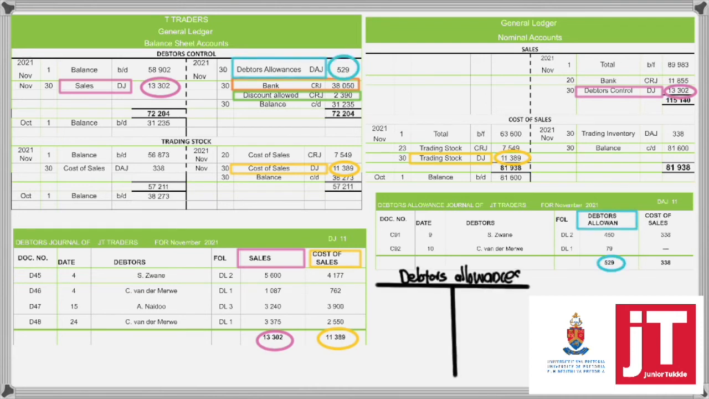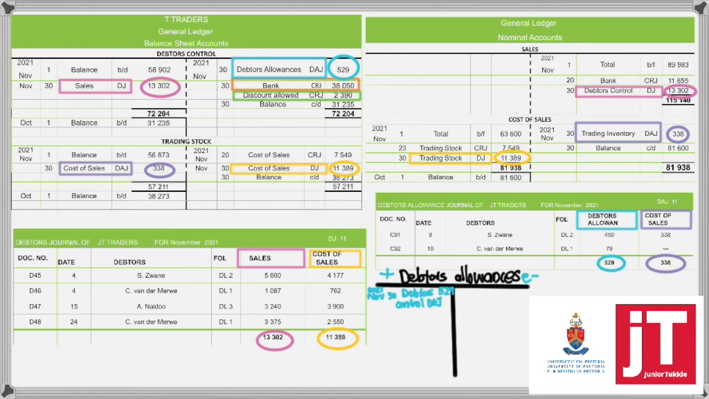Then the debtors allowance journal: we will post the debtors allowances to the debtors allowance ledger account on the debit side of 529, and it will go onto the credit side of the debtors control at the top there. Debtors allowances 529. The cost of sales column will post to the debit side of trading stock this time because stock was returned to the business, and then to the credit side of cost of sales because there was no sale, so I can't have a cost of a sale if no sale happened. That is why we credited the cost of sales account there.